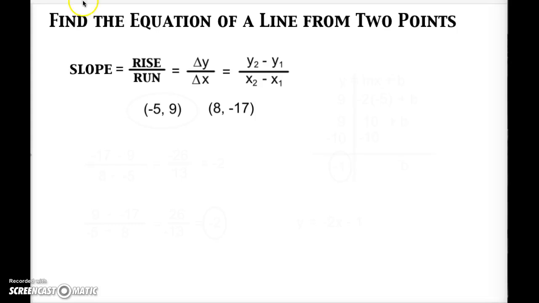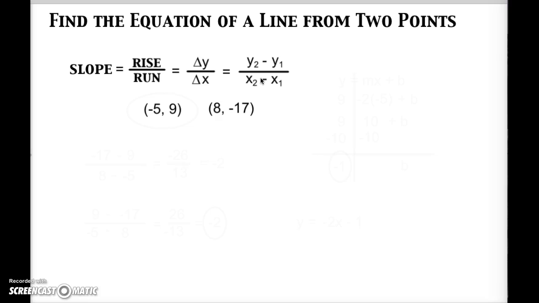This is going to be a video to help you find the equation of a line from 2 points. Now on my screen I have written down what the slope is. The slope is equal to the rise divided by the run. And another way to say that is the slope is equal to the change in y divided by the change in x, or the difference in my y terms divided by the difference in my x terms.